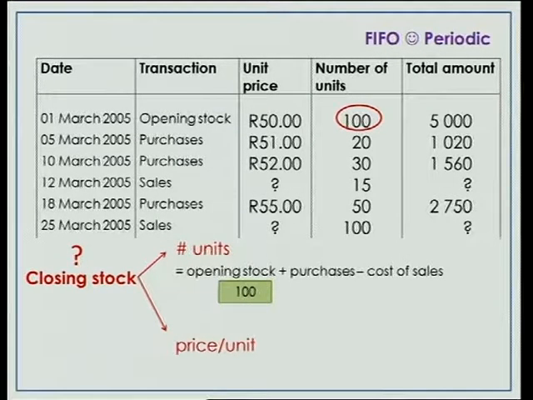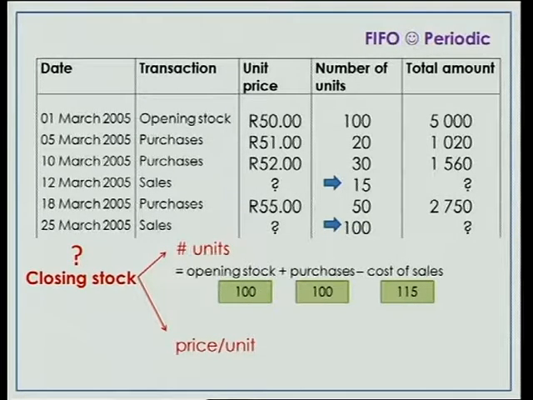Remember now, that's not the amount, that's the number of units. Okay, then how many units did we purchase during the month? Every time it says purchases, where the stars are, it's 20 plus 30, that's 50, plus another 50. So it's 100 units that we purchased. So we had 100 units, and then we purchased another 100. Okay, how many did we sell? We sold 15 and then 100. So in total, we've sold 115.